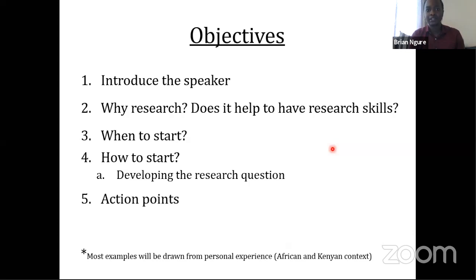In this presentation, I'll go through a few objectives. One would be to introduce myself and talk about why we want to do this research thing. Is it important and why should we do it? Then, does it help to have research skills, moving through life, especially in the medical field? Does it matter? And the third thing is the issue of when to start.